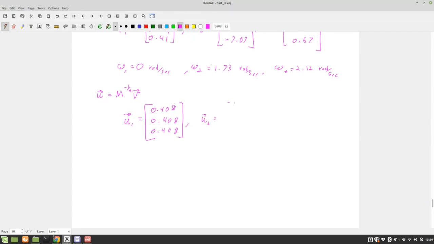U2 is equal to negative 0.707, 0, negative 0.707. So that's a good V mode, right? So the engines come up. And U3 is equal, what? U2? Yeah, it's fine. People got it. 0.66, negative 0.33, 0.66.